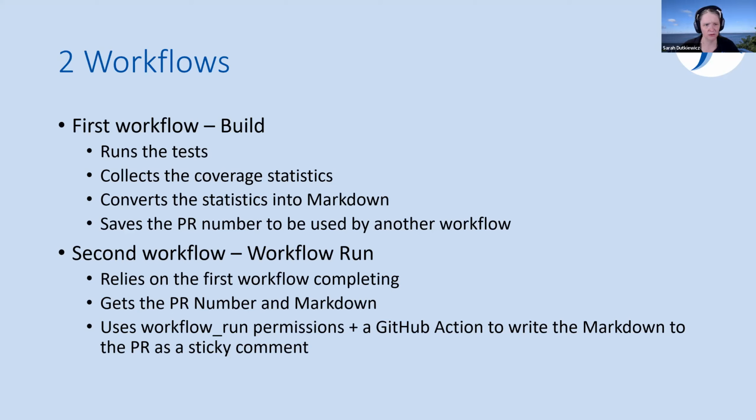Now, the 2 workflows, again, build is going to run the tests, get those coverage statistics. It'll take that Cobertura file and convert output into the markdown. And then it's also going to save the PR number to be used for the other workflow. That way that second workflow will grab that PR number and the markdown. And then it's going to use that workflow run permissions to then write that markdown as a comment on the PR.